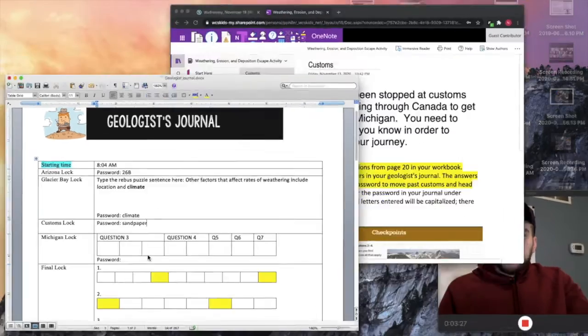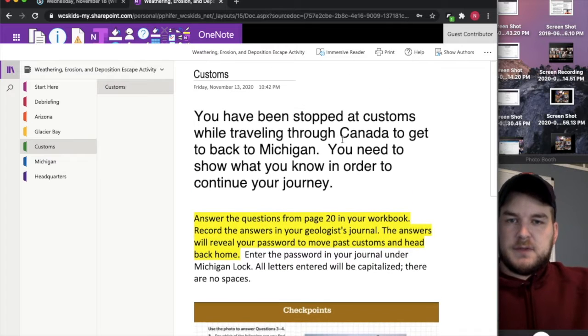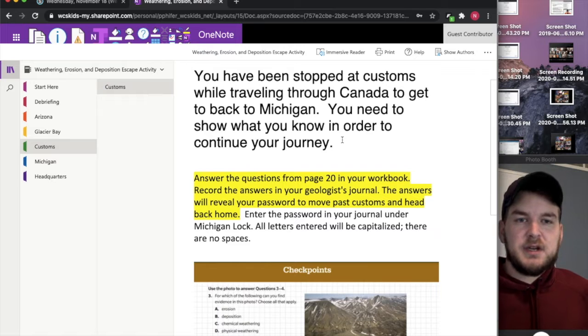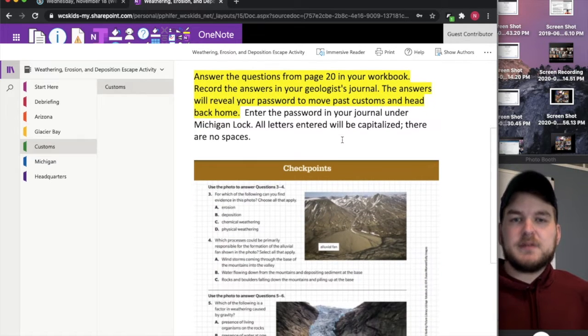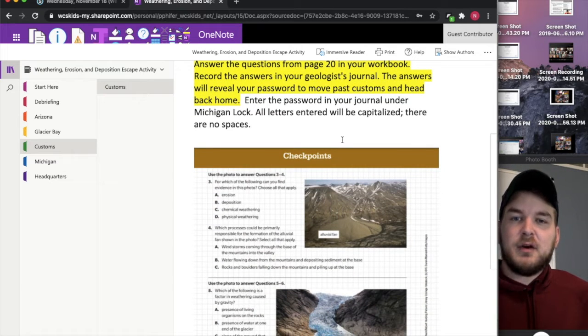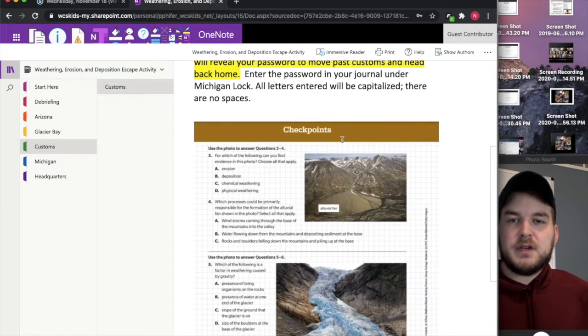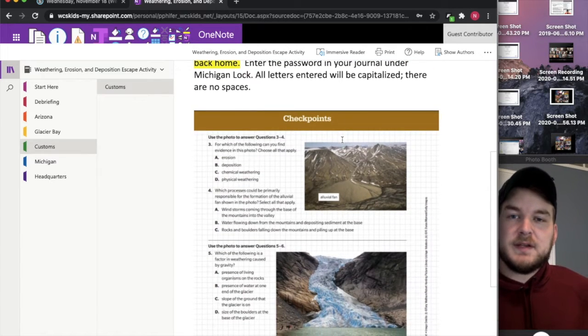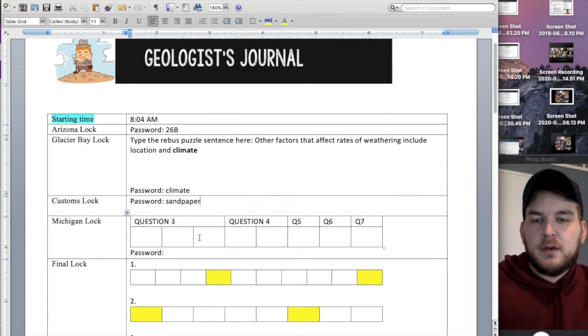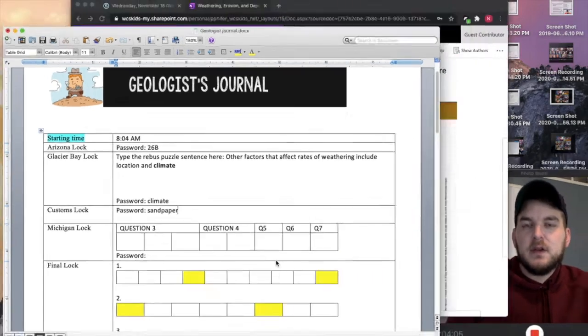So now moving on to the customs here. You've been stopped at customs while traveling through Canada to get back to Michigan. You need to show what you know in order to continue your journey. Answer the questions from page 20 in your workbook. Record the answers in your geologist journal. The answers will reveal your password to move past customs and head back home. Enter the password in your journal under the Michigan lock. All letters entered will be capitalized. There are no spaces. So as we see inside of the Michigan lock, there are 3 answers here, 2 answers here, 1 for 5, 1 for 6, and 1 for 7.